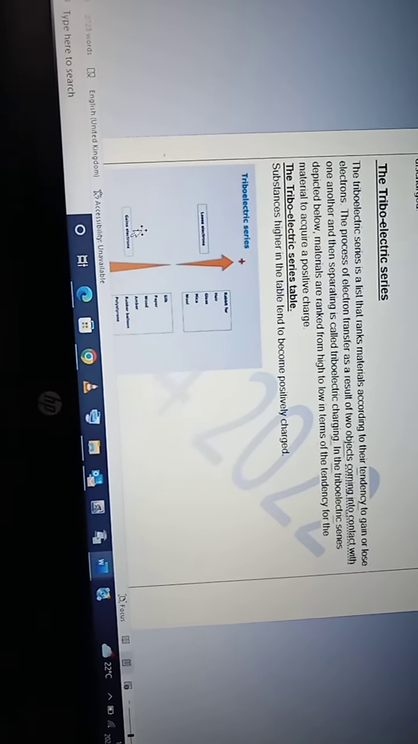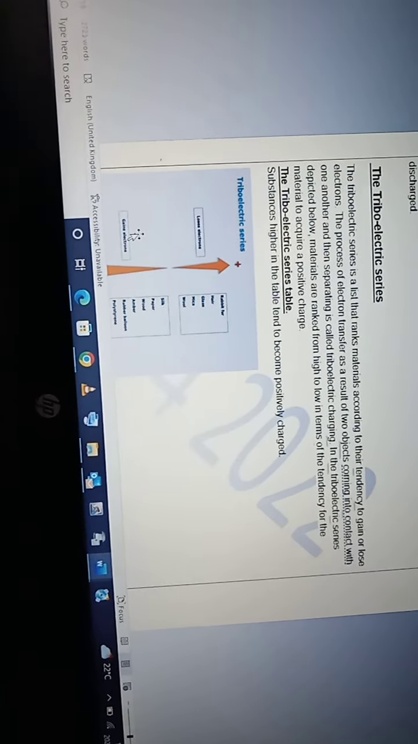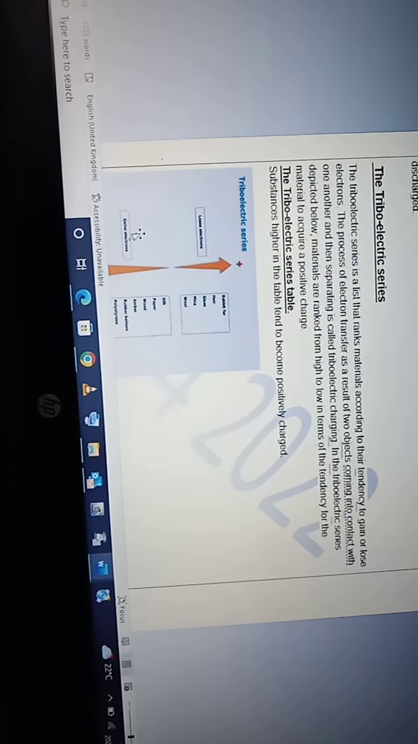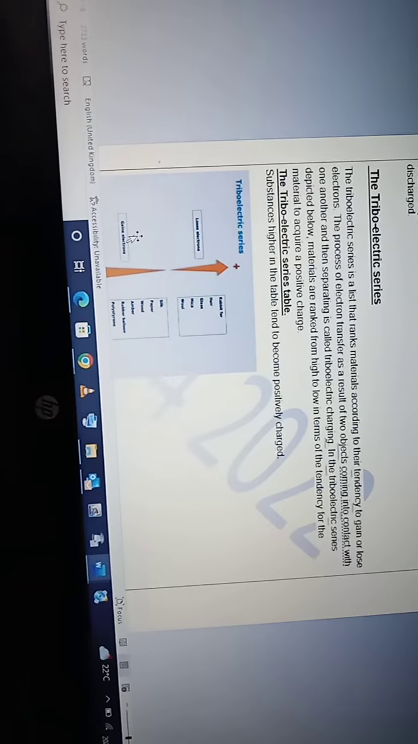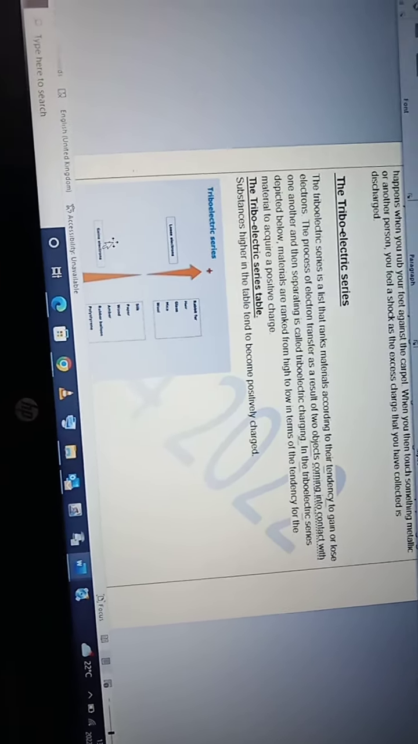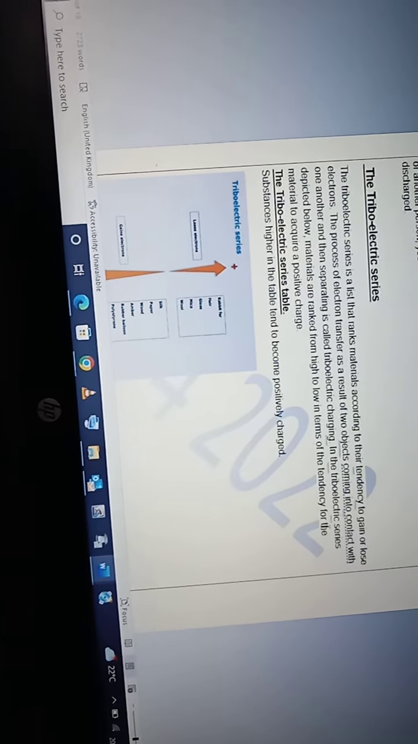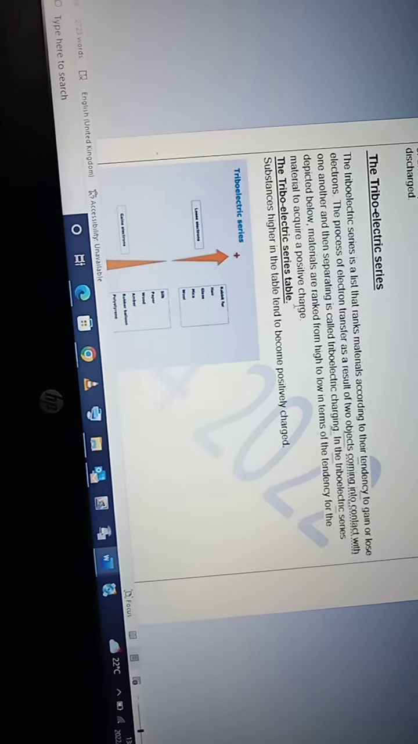The triboelectric series is a list that ranks materials according to their tendency to gain or lose electrons. As I've said, it either loses electrons or gains electrons. The process of electron transfer as a result of two objects coming into contact with one another and then separating is called the triboelectric effect, triboelectric charging. In the triboelectric series depicted below, materials are ranked from high to low in terms of their tendency to acquire a positive charge.